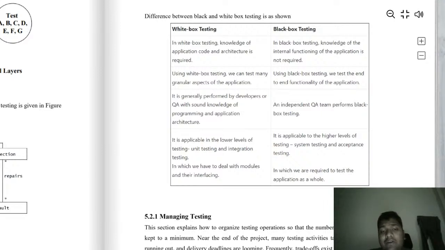White box testing is generally performed by developers. Independent QA perform black box testing. White box testing is applicable at the lower level of testing. Black box testing is applicable at the higher level of testing, where we have to deal with the modules and the interface, in which we are required to test the application as a whole.